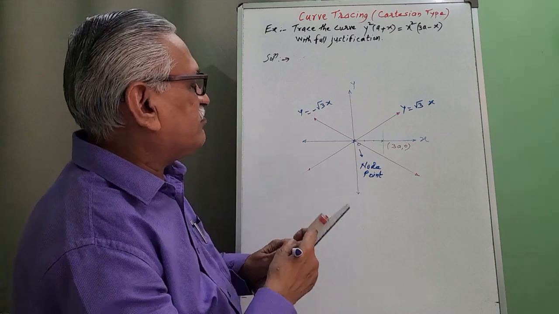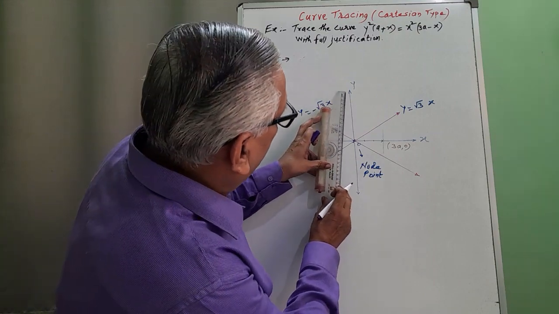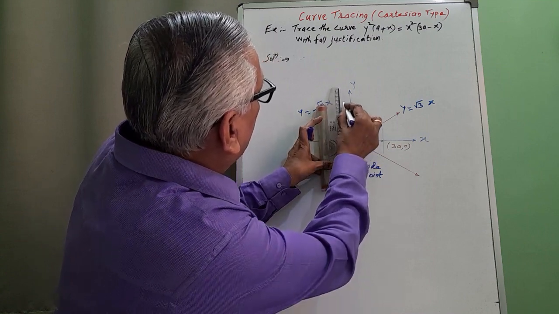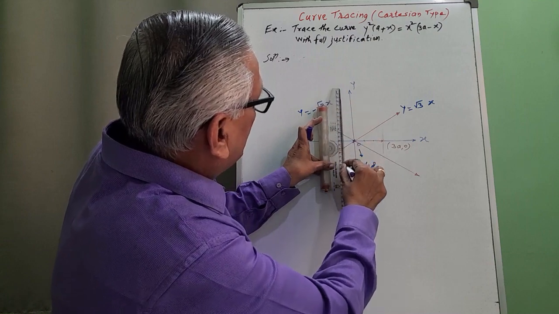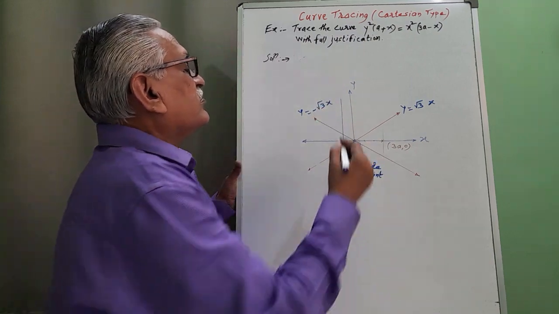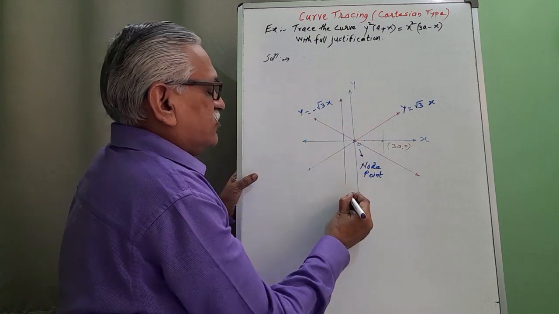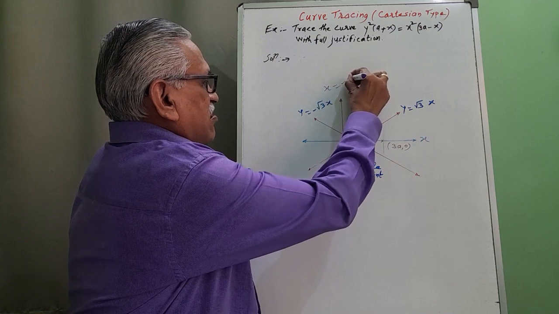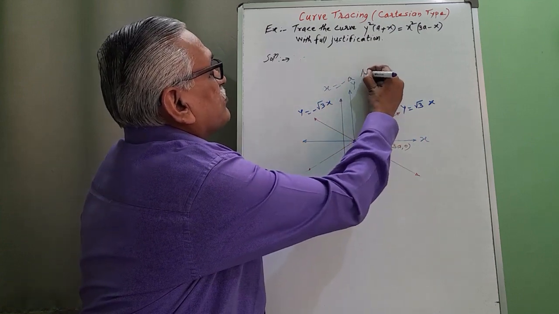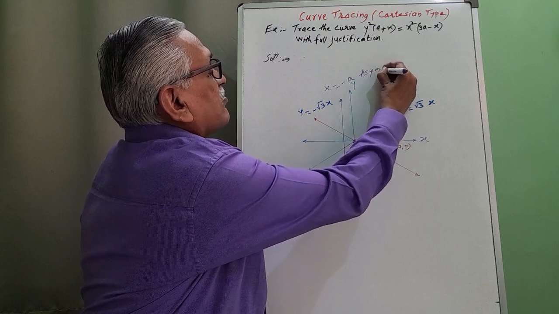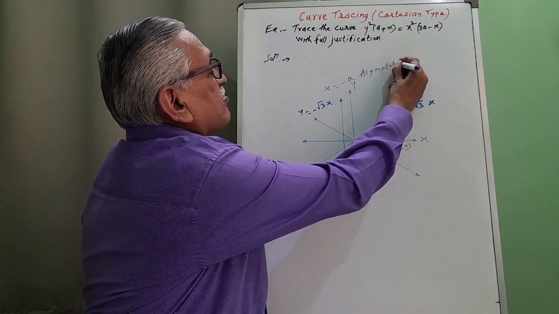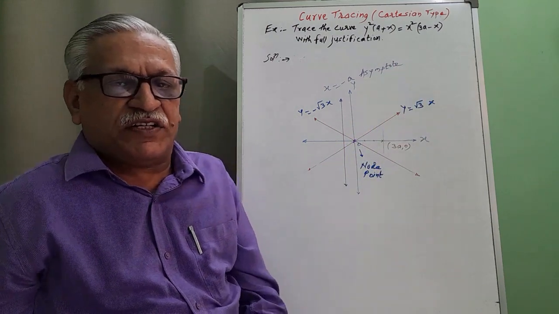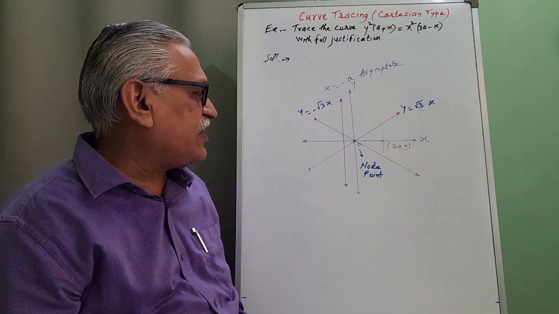Therefore, this same distance. Therefore, this line x is equal to minus a as asymptote. Asymptote means this line becomes a tangent to the curve at infinity. How to show it, I will explain.